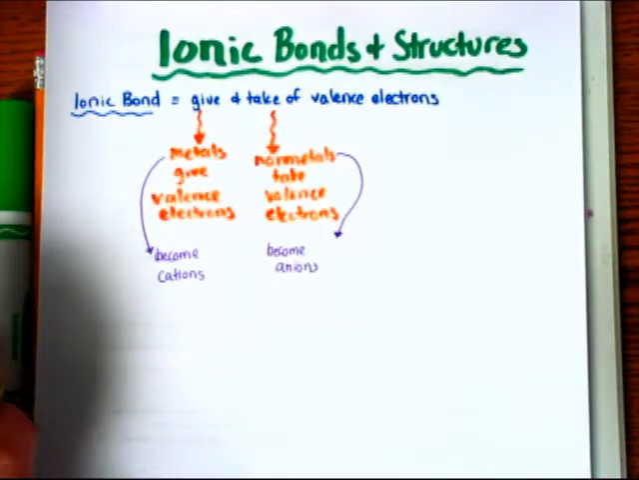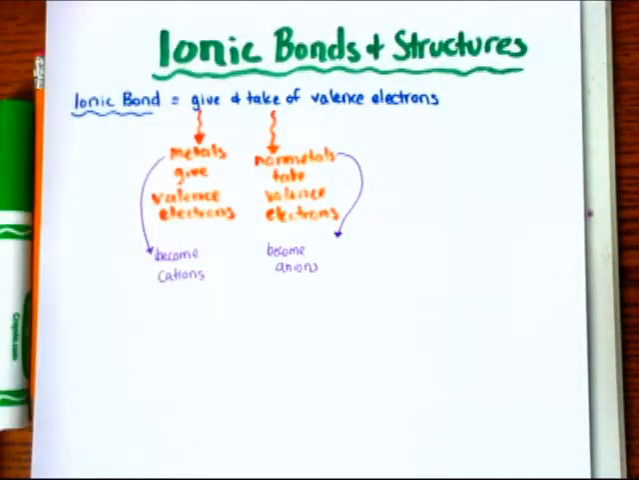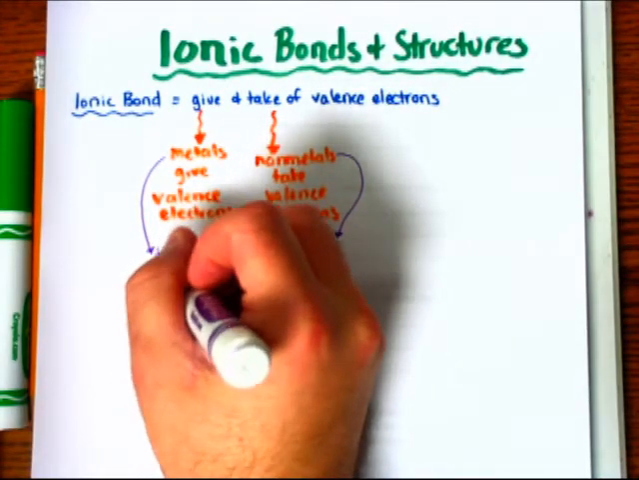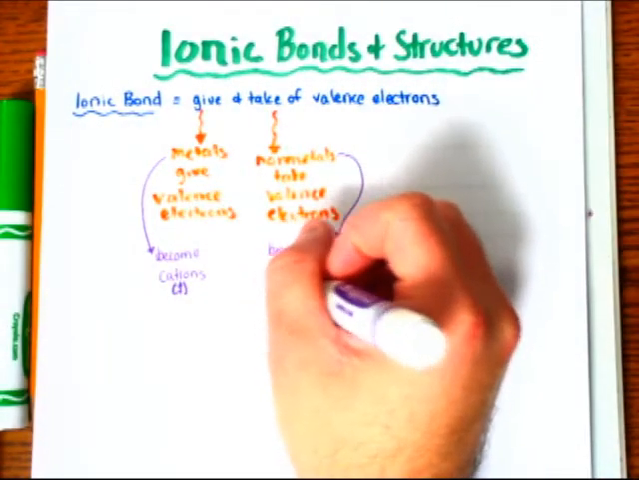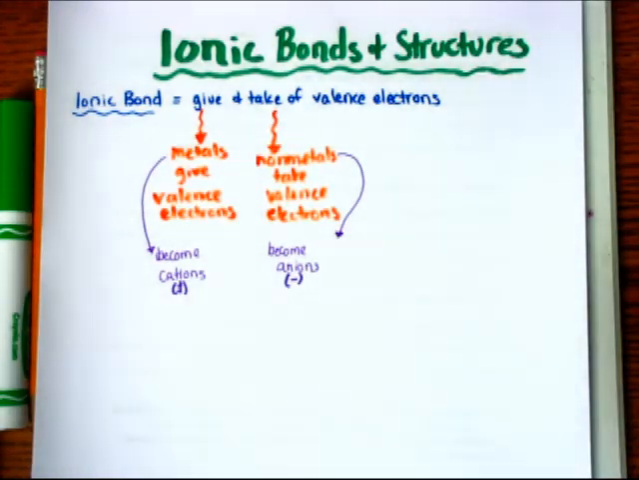Now a cation, is that positive or is that negative? Positive. Okay, so a positive cation, and anions themselves are negative. So one thing that you have to be confident doing is jotting down basically the number of valence electrons and charges of stuff.